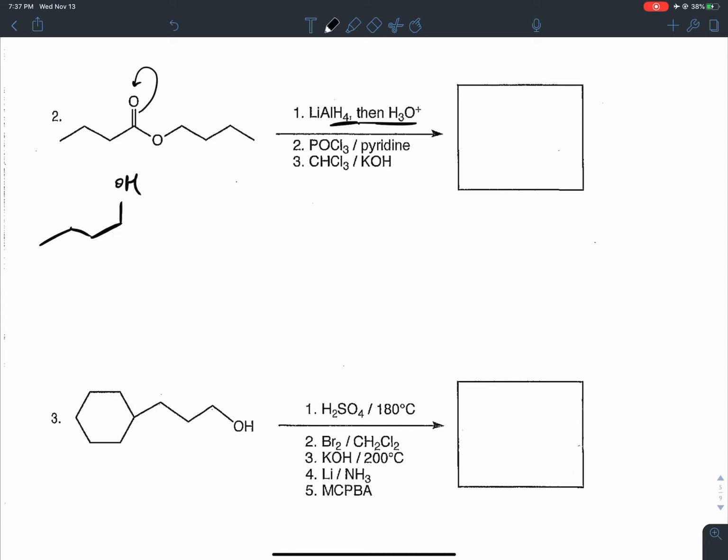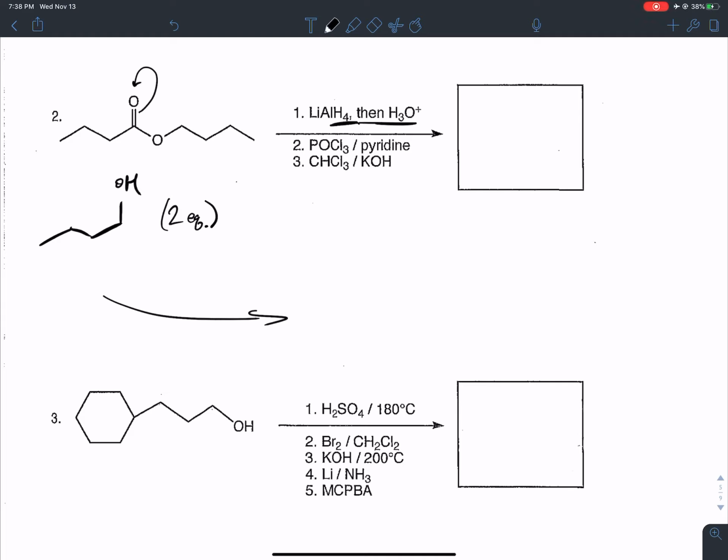We have this alcohol. We said they were both identical, so we could even say 2 equivalents if you want. You don't even have to. You can just put the alcohol. They're both the same. So, POCl3 with pyridine. What's going to happen with that? We're going to form what kind of functional group? This is going to form an alkene. This is a dehydration reaction. Is it going to form an internal alkene or a terminal alkene? This one is going to be a terminal alkene.